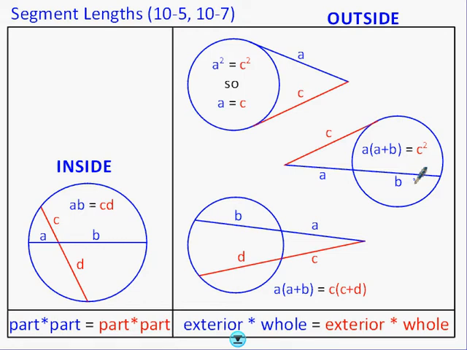Okay, again, just like up here, in this case, the exterior and the whole are both C. All right, now we're finally going to see why we say exterior times whole. The exterior part of this secant segment is A. So I'm going to say A times the whole thing. Well, that's A plus B. So A times A plus B. And then if they're both secants, exterior is A times the whole thing is A plus B equals the exterior, which is C, times the whole thing, which is C plus D.